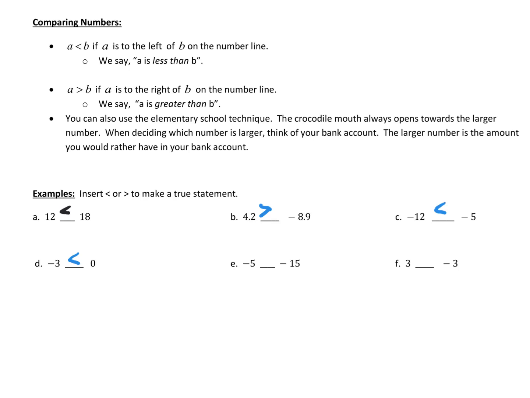All right, E, we have negative 5 and negative 15. Here I would rather be overdrawn $5 than overdrawn 15. And so we say negative 5 is greater than negative 15. And example F, we have 3 and negative 3. And again, I would rather have money than be overdrawn. And so my crocodile mouth opens towards the 3. And we say 3 is greater than negative 3.